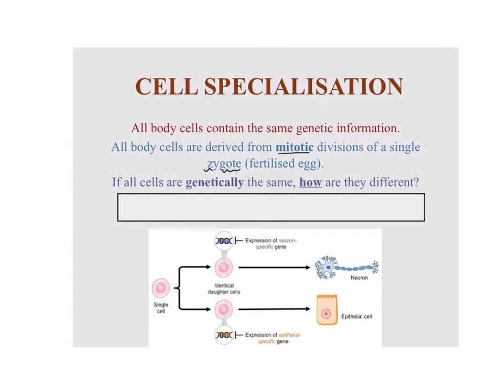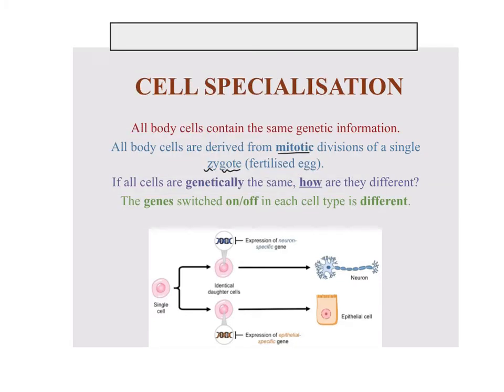You can see in the picture that we have to switch some genes on and off. This is a process called epigenetic changes, so gene regulation and epigenetics. This is a topic that we're going to take a look at in a few lessons' time. But the genes that are switched on and off in each cell type is different. You can see in this diagram that from a single cell, if we're going to develop a neuron cell line, then we're going to start expressing neuron-specific genes, whereas if we're producing skin cells, epithelial cells, then we're going to start producing epithelial-specific genes.